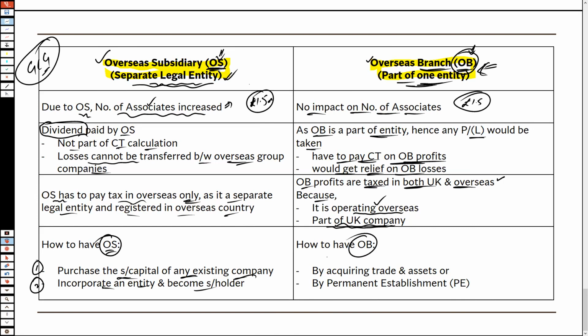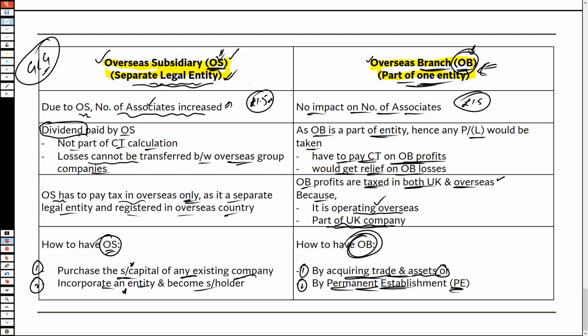Now, how can we have an overseas branch in an overseas country? Again, we have two possible options: by acquiring the trade and assets, or by permanent establishment, PE. So keep in mind, if you want to open an overseas subsidiary, you can purchase the share capital of an existing business, or you can incorporate a new entity there. And if you want an overseas branch, the difference is that you are not going to acquire the share capital. Here you are acquiring the trade and assets of the business, or by permanent establishment, meaning you can open up an office there. You can expand by opening an office in the overseas country under the same company name.